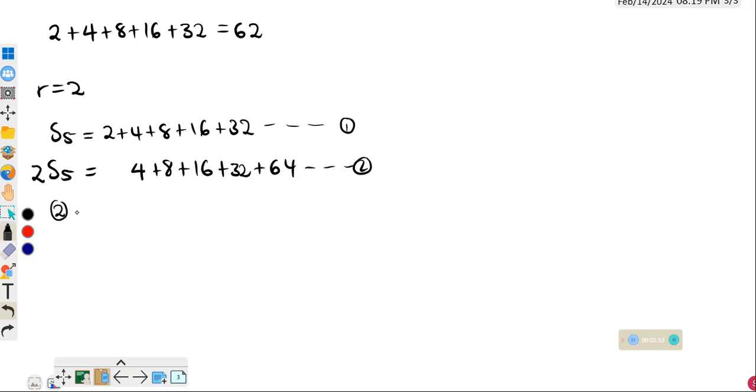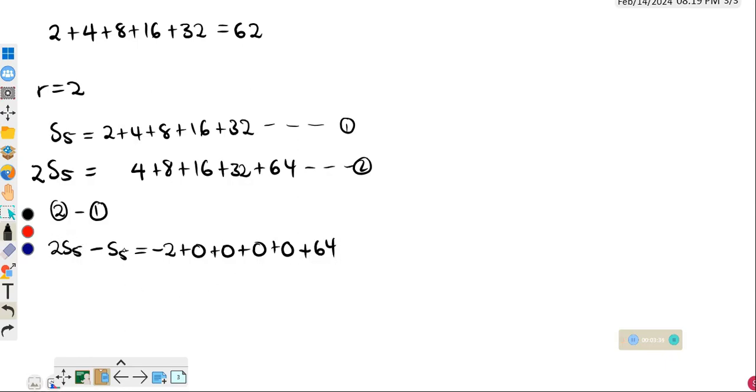We will then take equation 2 minus equation 1. When you take equation 2 minus equation 1, on the left hand side you have 2 times the sum of 5 terms minus the left hand side of the first equation, which is the sum of 5 terms. On the right, here you have a 0 minus 2, which gives you minus 2. Then you have 4 minus 4, which gives you 0. 8 minus 8, which gives you 0. 16 minus 16, which gives you 0. 32 minus 32, again another 0. 64 minus 0, which is plus 64, right?